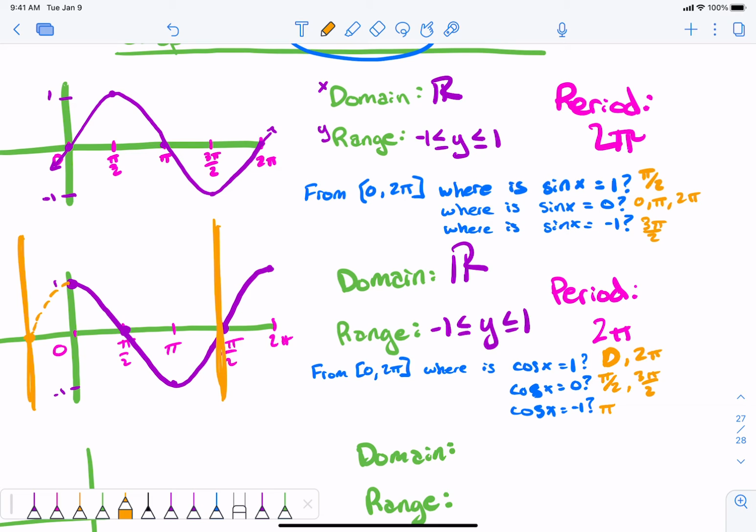Next. Are we ready for tangent? No. Tangent is gross. Tangent's really yucky. That's good to know.